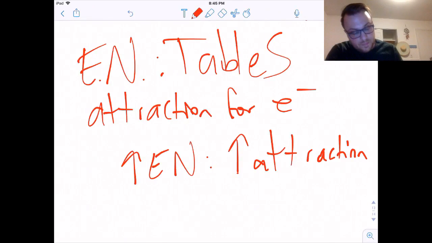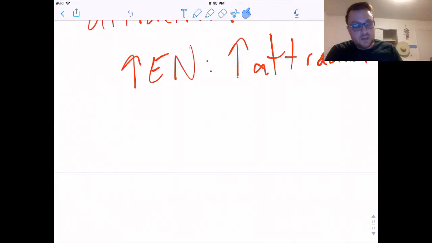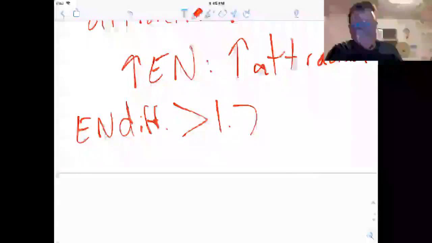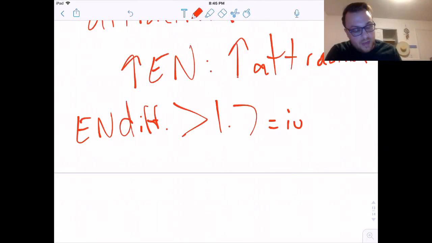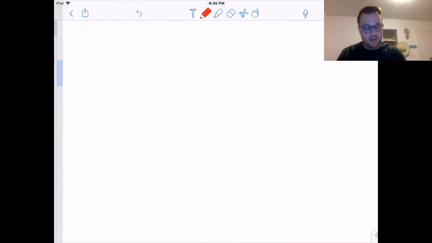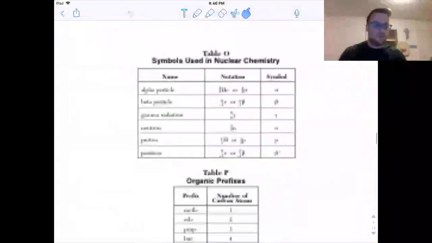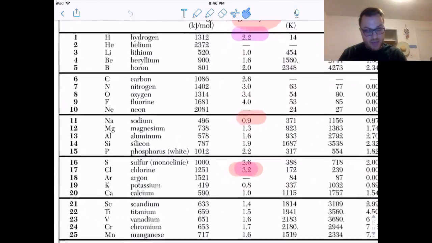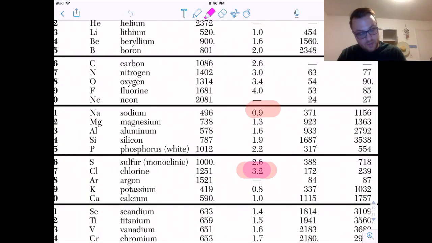So if you look at one that I did earlier, which was calcium chloride, if you look up calcium on table S, calcium's electronegativity is 1.0. Chlorine's electronegativity is, it's right above it, 3.2. I already highlighted it. So 3.2 minus 1.0 is 2.2. That's greater than 1.7. That's an ionic bond. Chlorine is so electronegative that it literally pulls the electrons away from calcium.